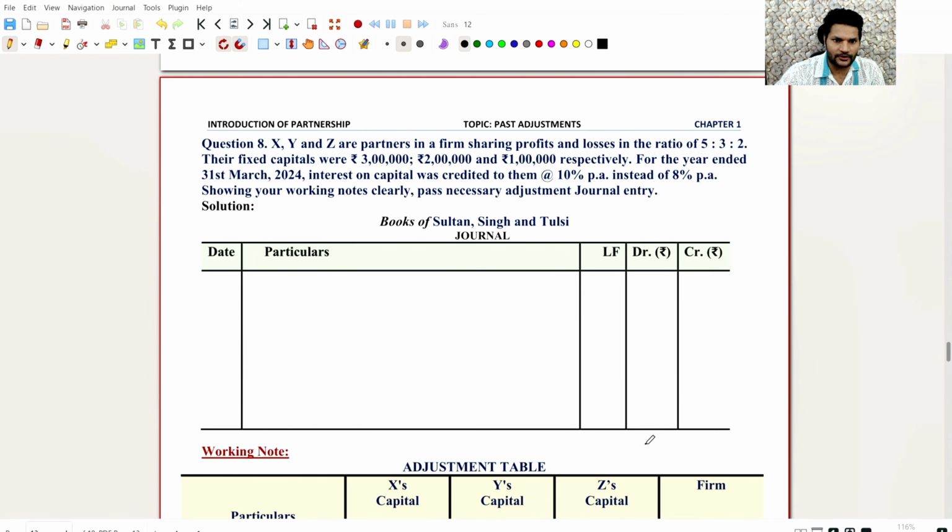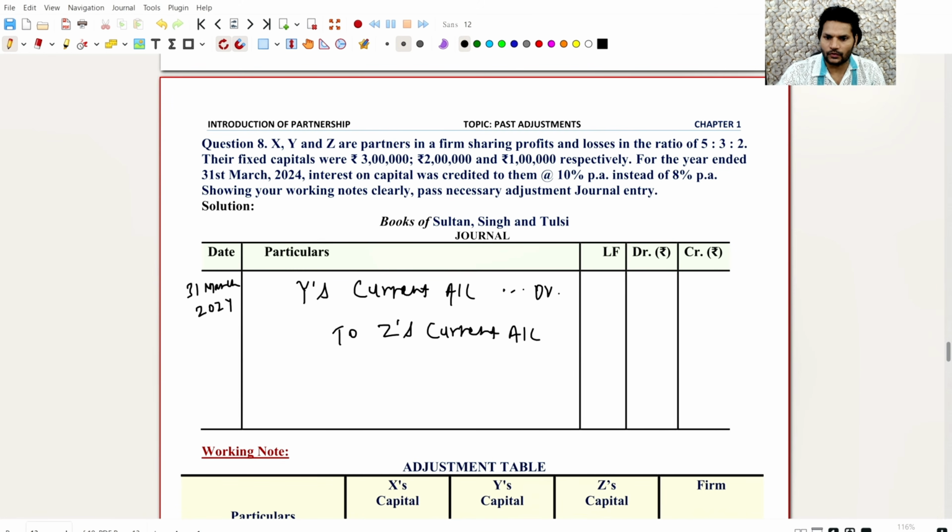Okay. Now, what is the date? That is 31st March 2024. Let's put up the date, 31st March 2024. So Y's current account, debit, to Z current account. Perfect. What is the value? So the value is 400. So 400 will be debited to Y and 400 will be credited to Z. Perfect. So let's write the narration.